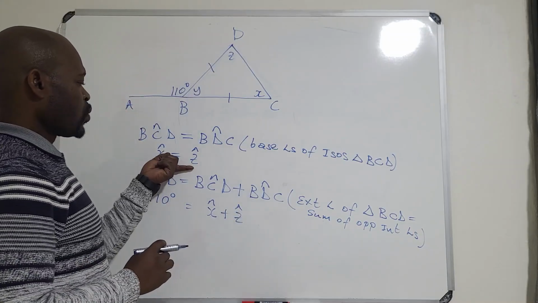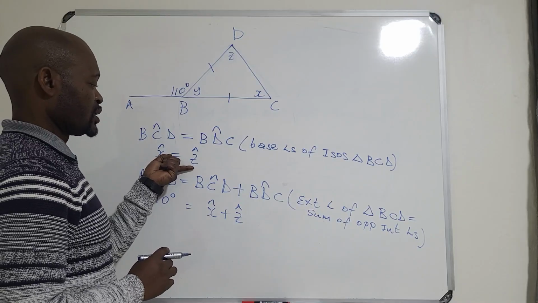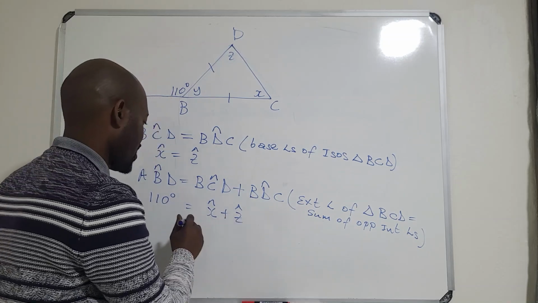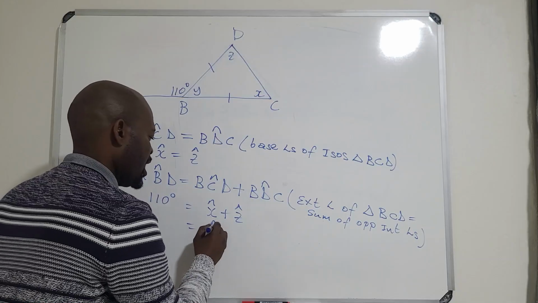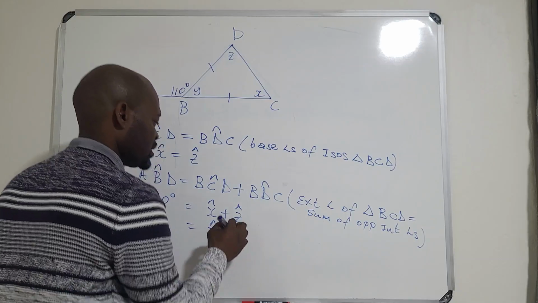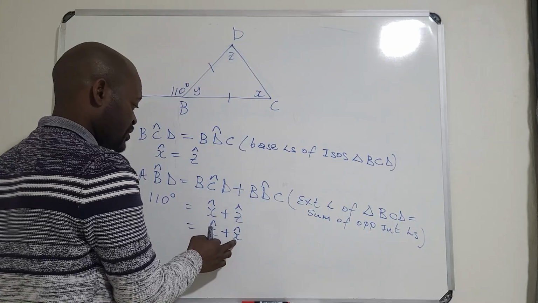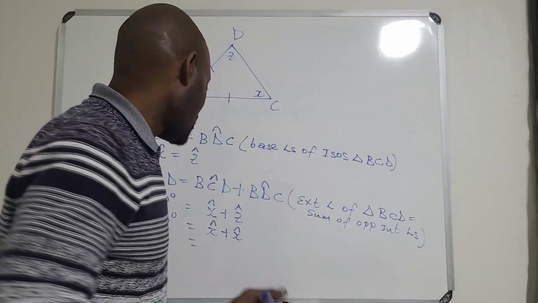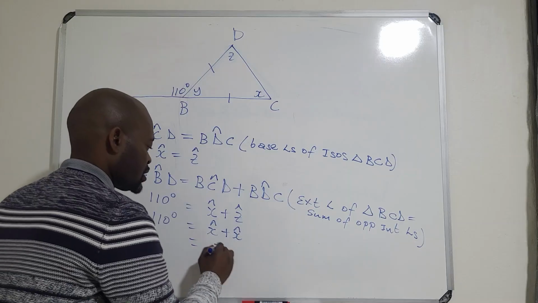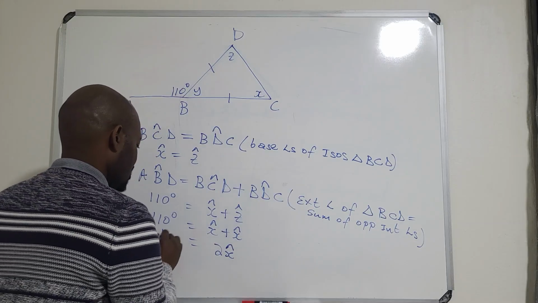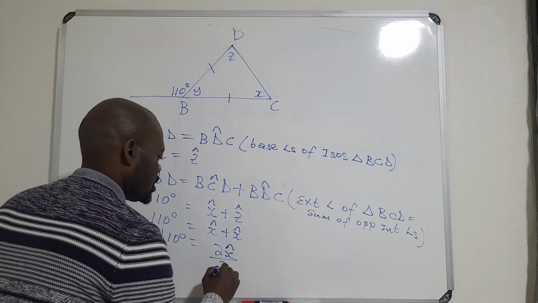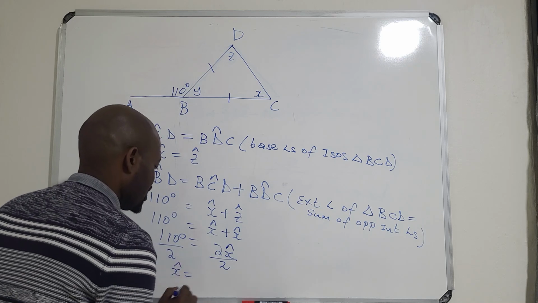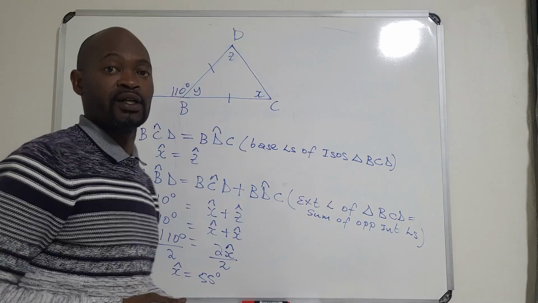Now, since we have said that angle x is equal to angle z, we can substitute x where we see z. Therefore, angle x plus angle x. Since z is x, we substitute angle x there, which is equal to 110. Now, x plus x is going to be 2 angle x, which is equal to 110 degrees. Divide by 2, divide by 2. We have x is equal to 55 degrees.